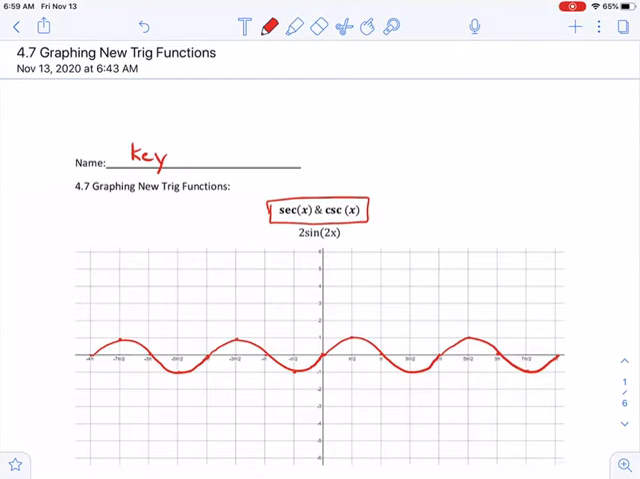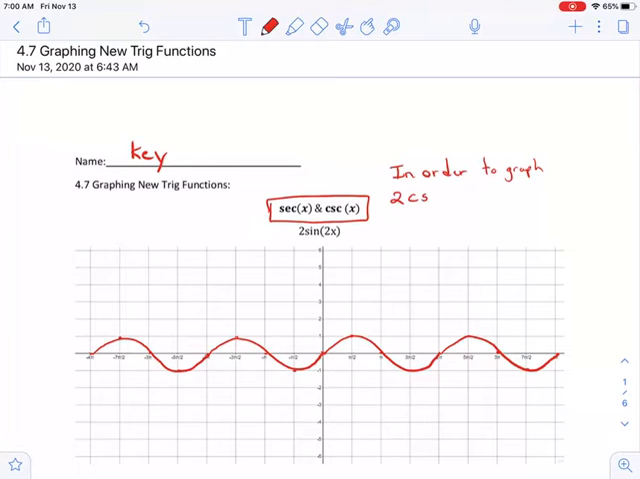So in order to graph, and maybe I'll just kind of write that, in order to graph, for this particular one, this would be 2 cosecant 2x, right? Because that's the reciprocal of 2 sine of 2x. In terms of its corresponding trig function, sine goes with cosecant. So in order to graph this, we need to first graph this.